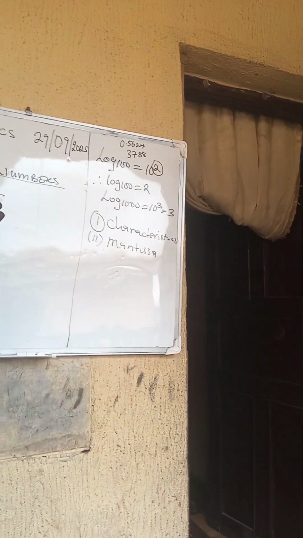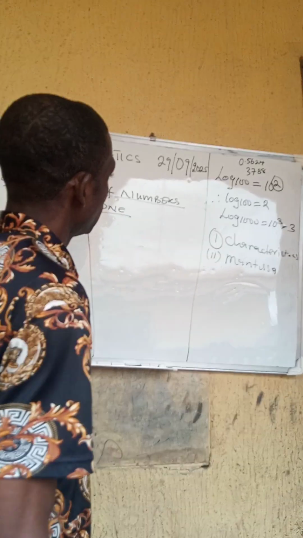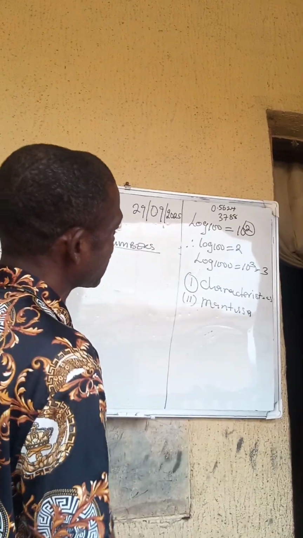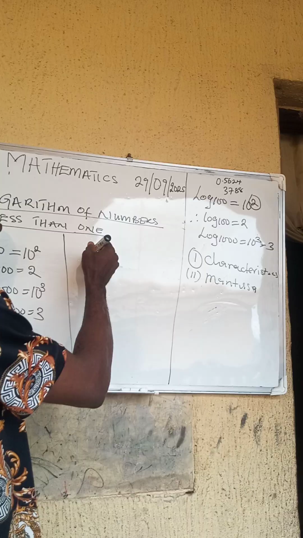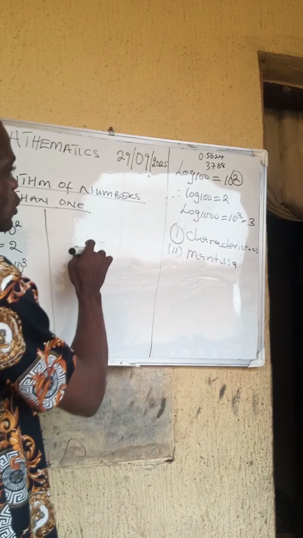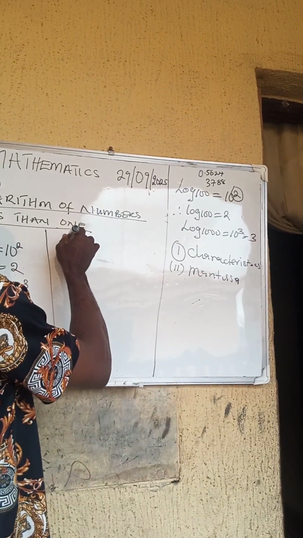But we want to see how we can handle this, because in our previous lecture, we saw how to handle numbers that are greater than 1. But here, some people are asking questions about those numbers that are less than 1. Let's see a typical example.